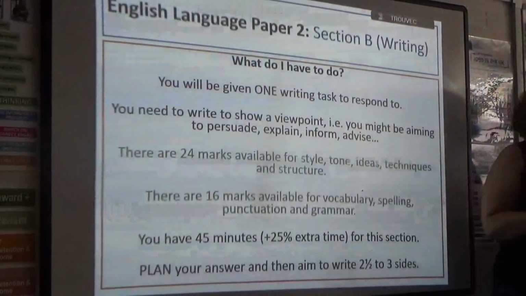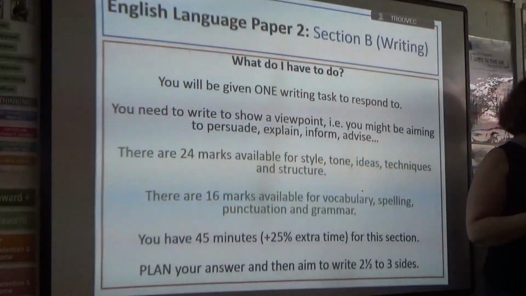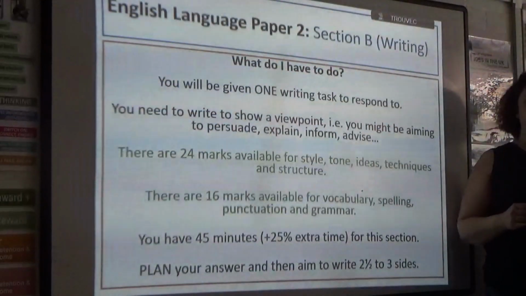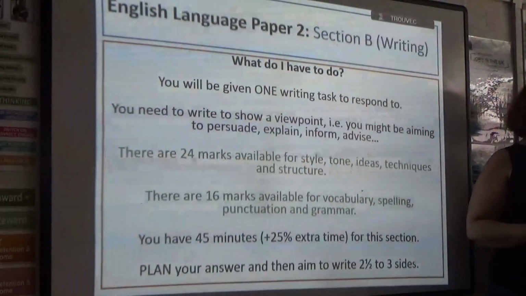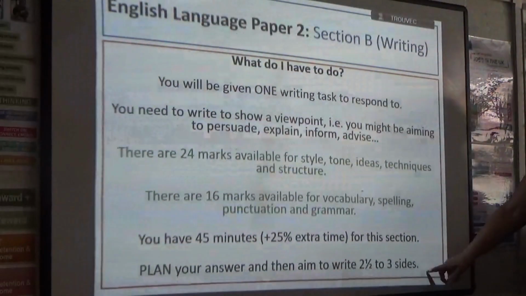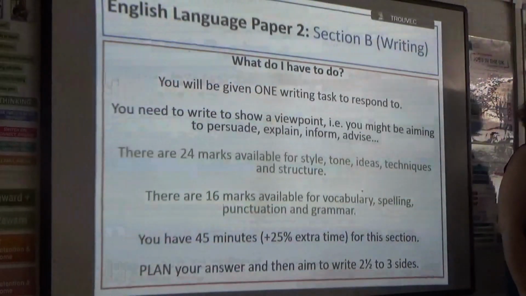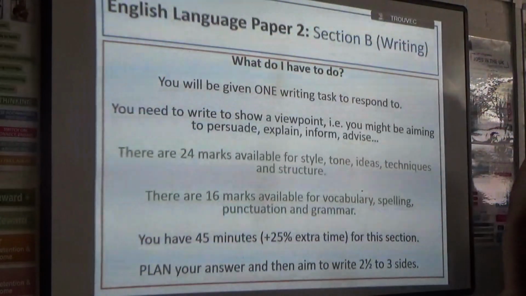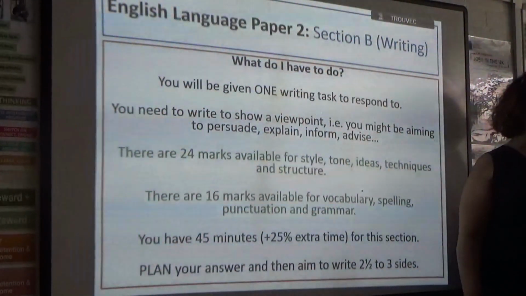You have 45 minutes for this section. 5 to 10 minutes planning, 30 minutes writing, 5 minutes checking your work and editing. Do not write for more than 30 minutes. You will start to repeat yourself and you will start to waffle. Okay? Planning is key. We're doing this right now. You're going to plan it, yeah, and maybe start writing.